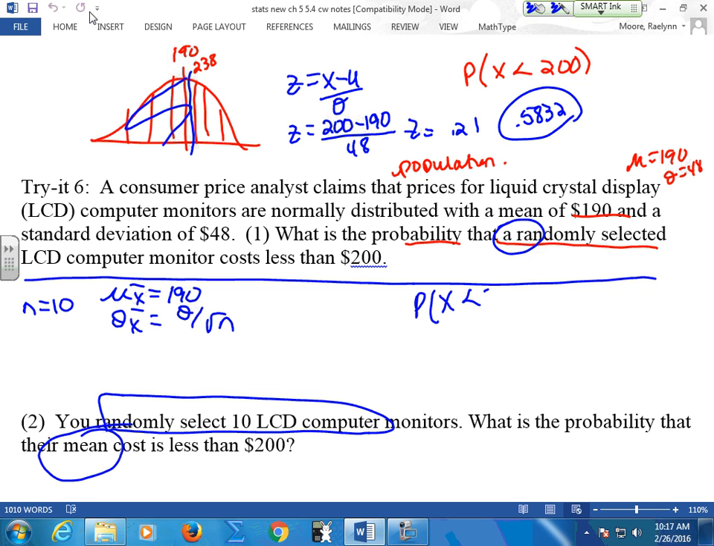But now, well, I shouldn't say exactly. The only difference is instead of the x, you have an x bar. X bar means that's my group of means that I took from that sample. But the thing works the same way. So now, your standard deviation is going to be your 48 divided by your square root of 10. It's just going to shrink this down a little bit. So we get to 15.18.